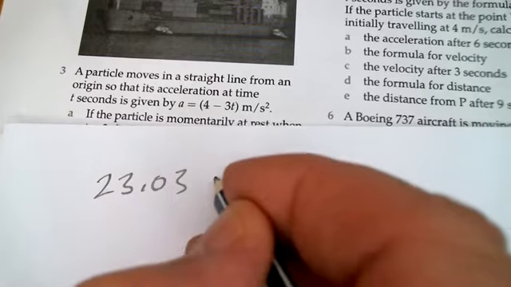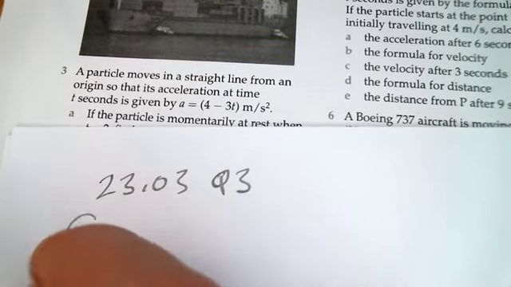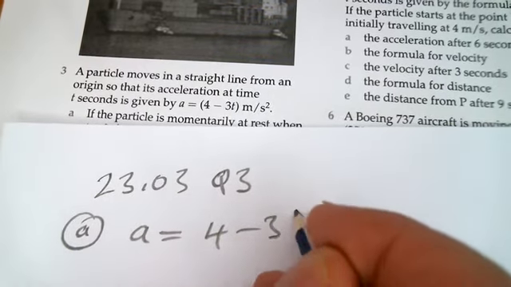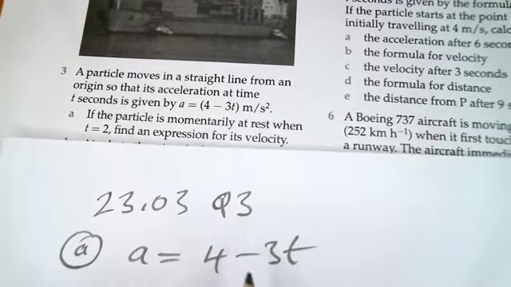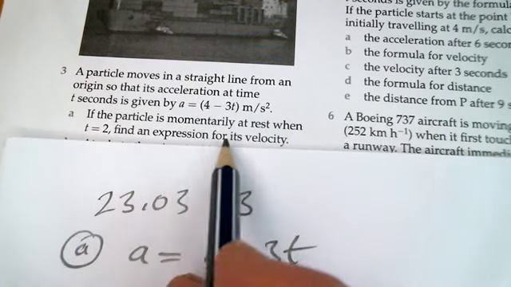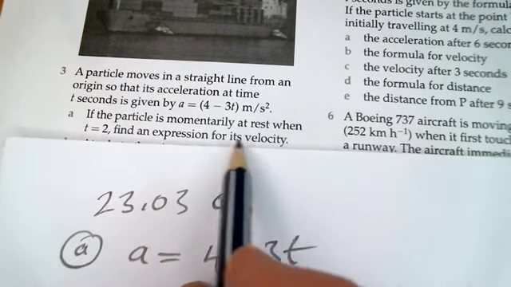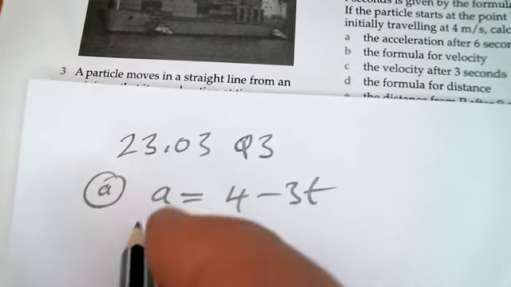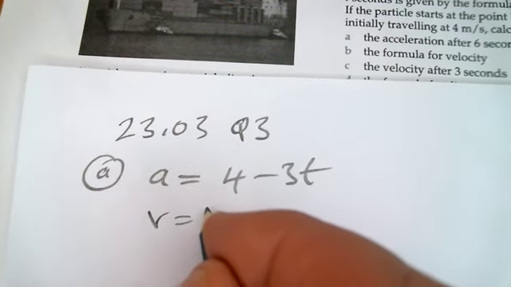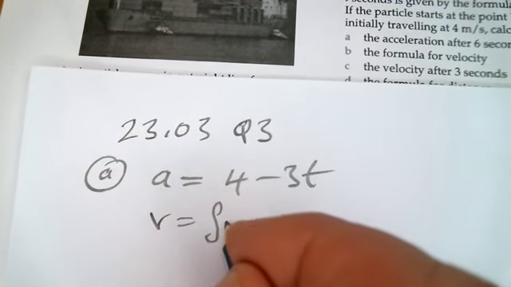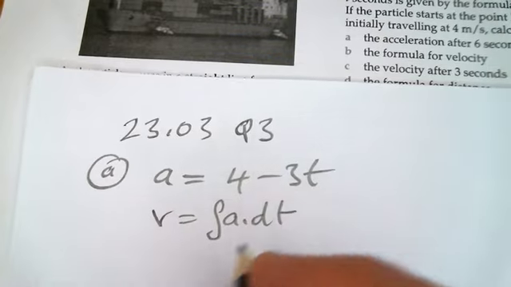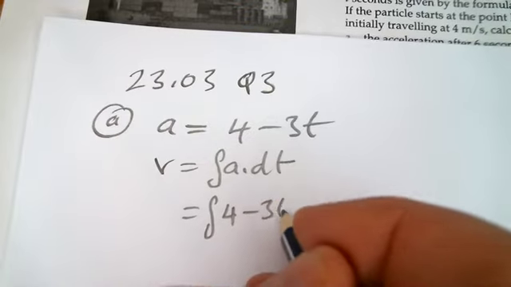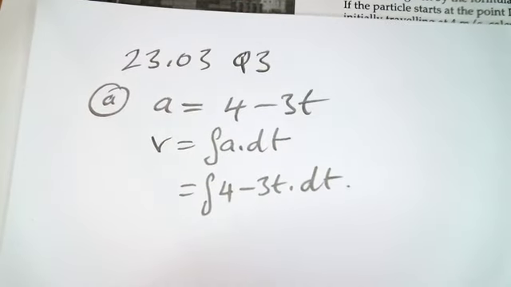So acceleration, this is question 3a, and we've got acceleration is 4 minus 3t. Now we're told the velocity when t equals 2 is what we need to find. We need to find an expression for velocity. So velocity is going to equal the integral of a with respect to time, or we could rewrite that as the integral of 4 minus 3t with respect to time. You can write it either way.